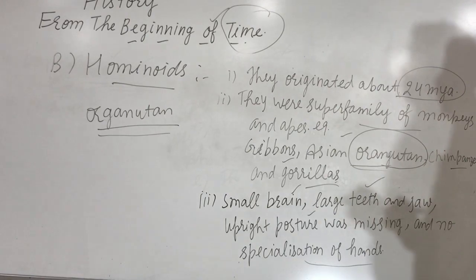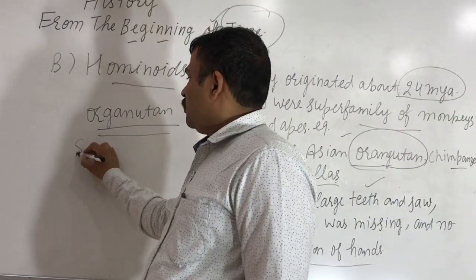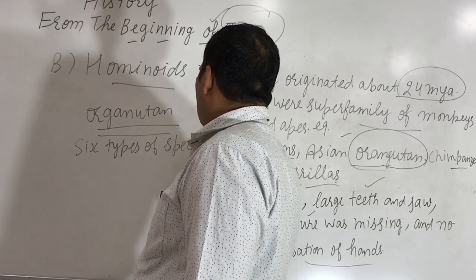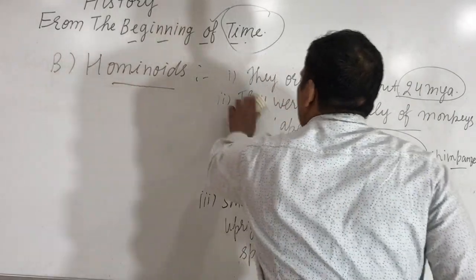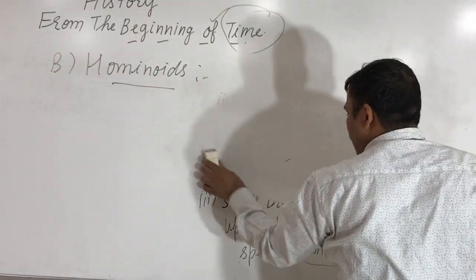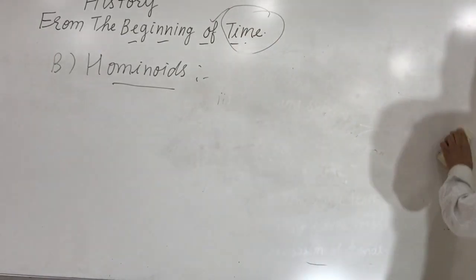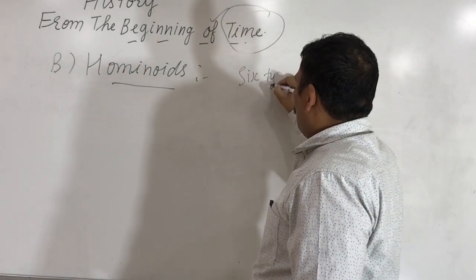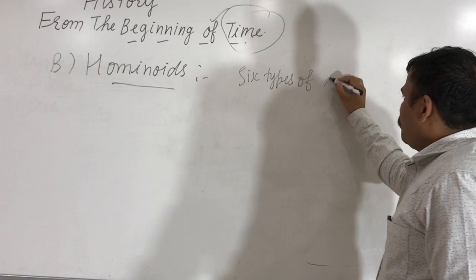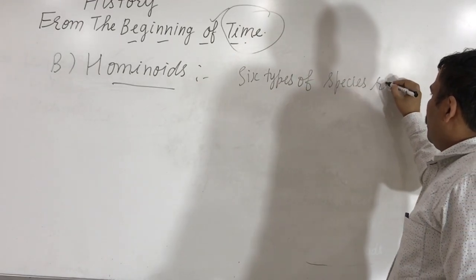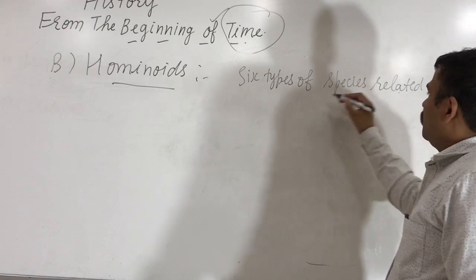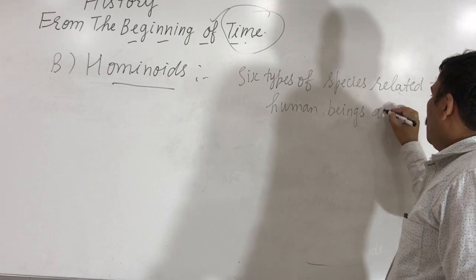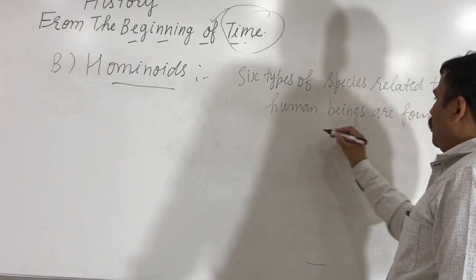And the next thing is, only six types of species related to human beings are found on the earth.